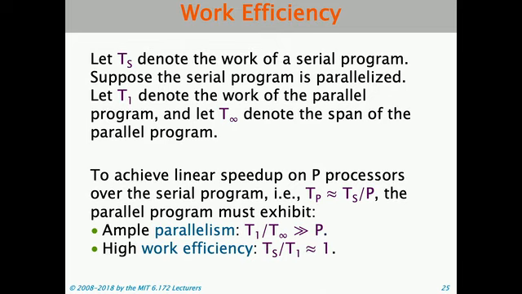So just to put these pieces together, if we were originally given a serial program that ran in time T sub S, and we parallelize it using Cilk, we end up with a parallel program with work T1 and span T infinity. We want to achieve linear speedup on P processors compared to the original serial running time. In order to do that, we need two things. We need ample parallelism. T1 over T infinity should be a lot bigger than P. And we've seen why that's the case in lectures past. And we also want what's called high work efficiency. We want the ratio of the serial running time divided by the work of the Cilk computation to be pretty close to 1, as close as possible.